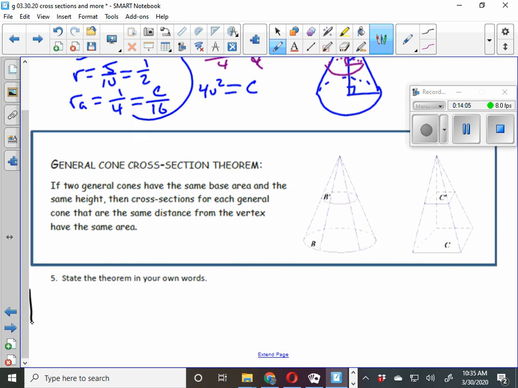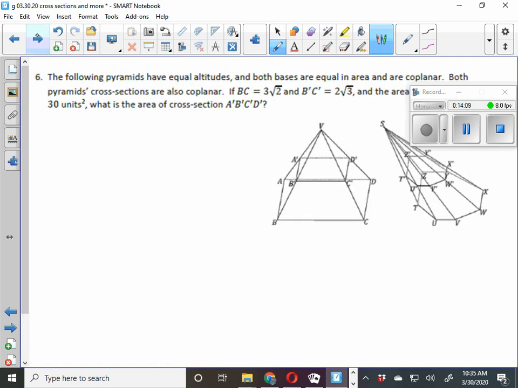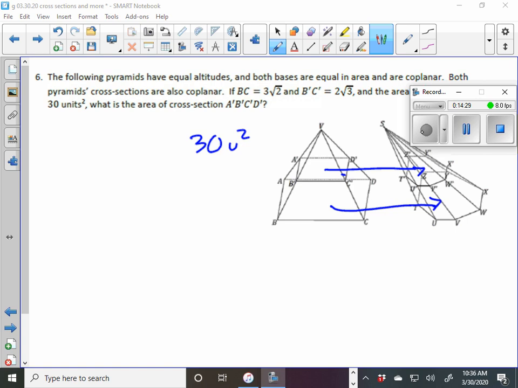Last one, number 6. They are trying to get you to look at similar bases and similar cross sections. The answer to this, if you read through this, is simply 30 units squared. They're going to be the same. The areas of the cross sections are equal if the areas of the bases are equal and their heights are the same.